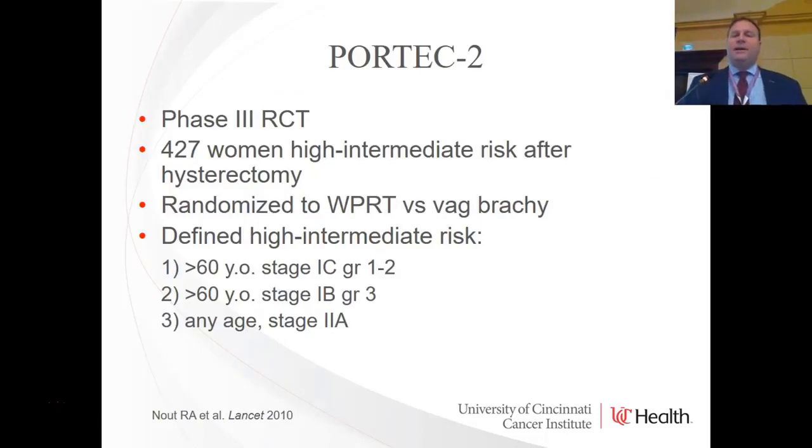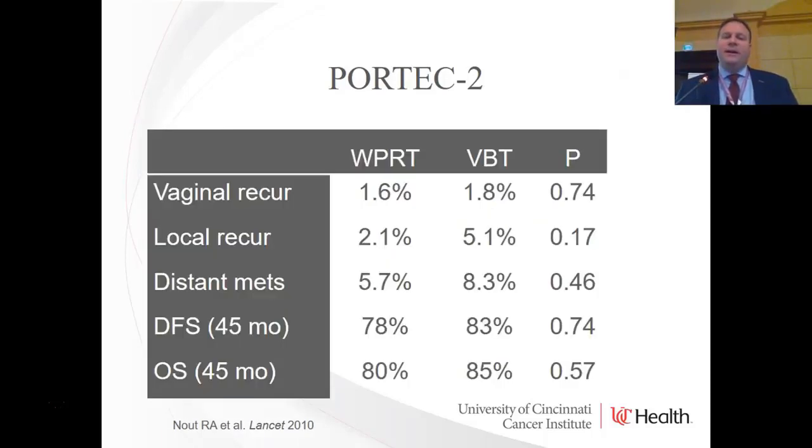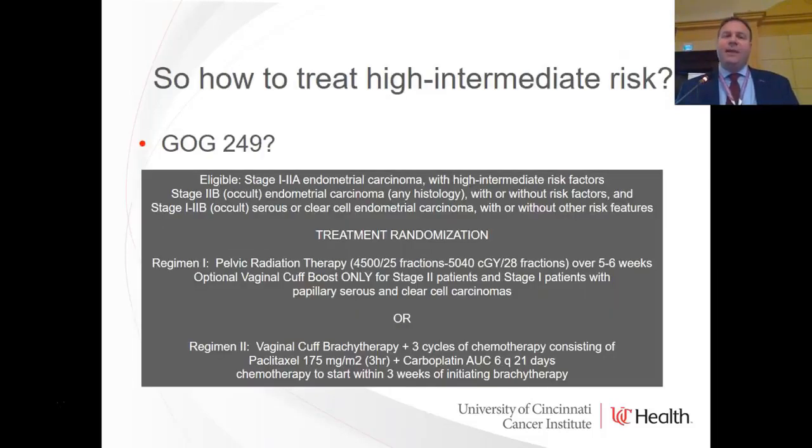So the subsequent PORTEC trial looked at women who are high intermediate risk, again defining these a little more specifically, with a system that's a little more similar to what we use now, i.e. an age stratification, randomized to whole pelvic radiation versus vaginal cuff brachytherapy. And in this study, we found that really all the areas that they looked at were not statistically significant. So disease-free survival and overall survival were the same, as well as the sites of recurrence, whether they be in the vagina, locally in the pelvis, or more distally.